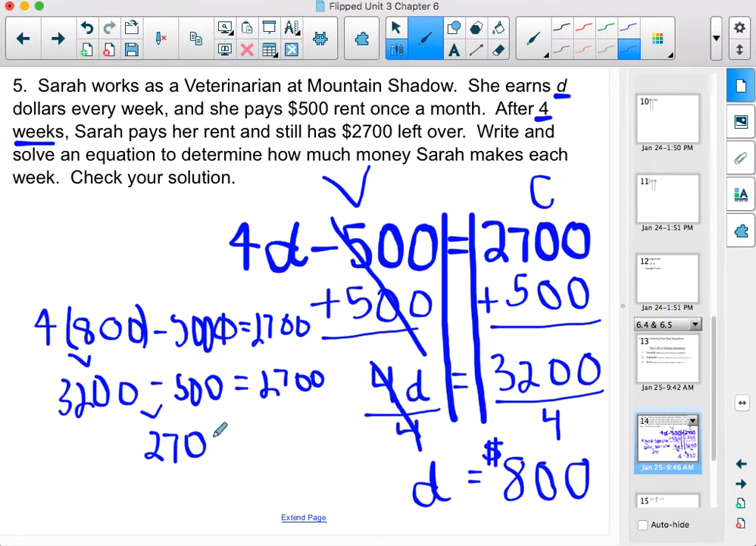This check does get a little bit longer. It gets longer because it takes longer to solve the problem. So if it's a longer problem to solve, it's going to be a longer check to complete as well.